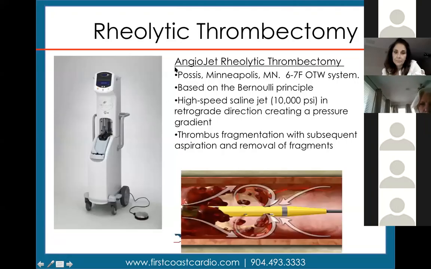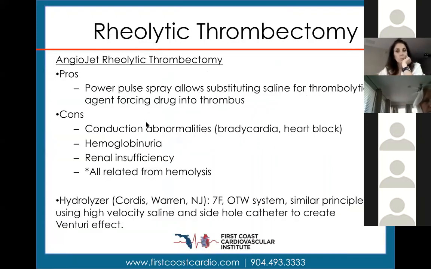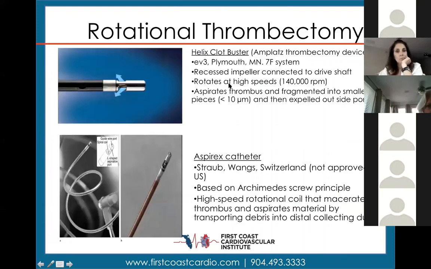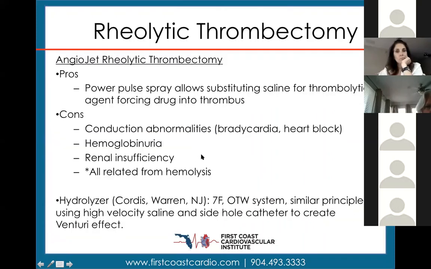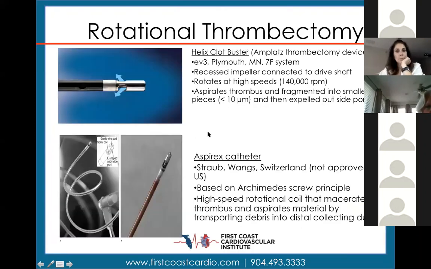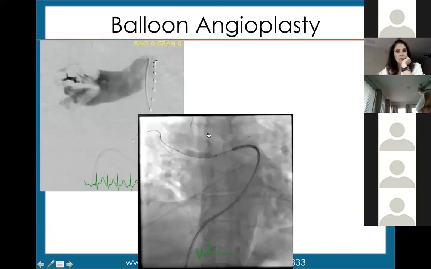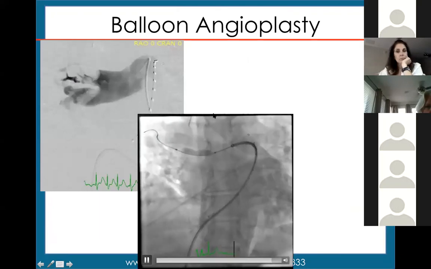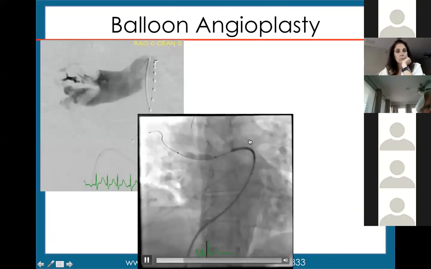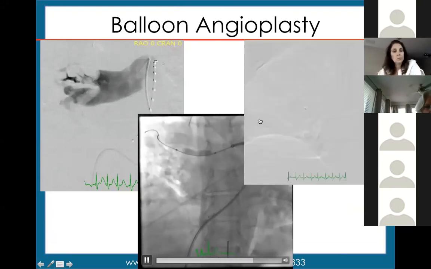So there are other devices that you may hear about, but we don't have to talk about them in detail. The AngioJet, you may hear us talking about it more in peripheral arterial disease or even peripheral venous disease, which is a device that breaks the clots and aspirates. It has a lot of possible side effects, including renal failure, hemoglobinuria, and AV blocks. Rotational thrombectomy is another device that we can use, or the good old angioplasty in dire conditions where we're trying to improve the blood flow and reduce the obstructive shock.